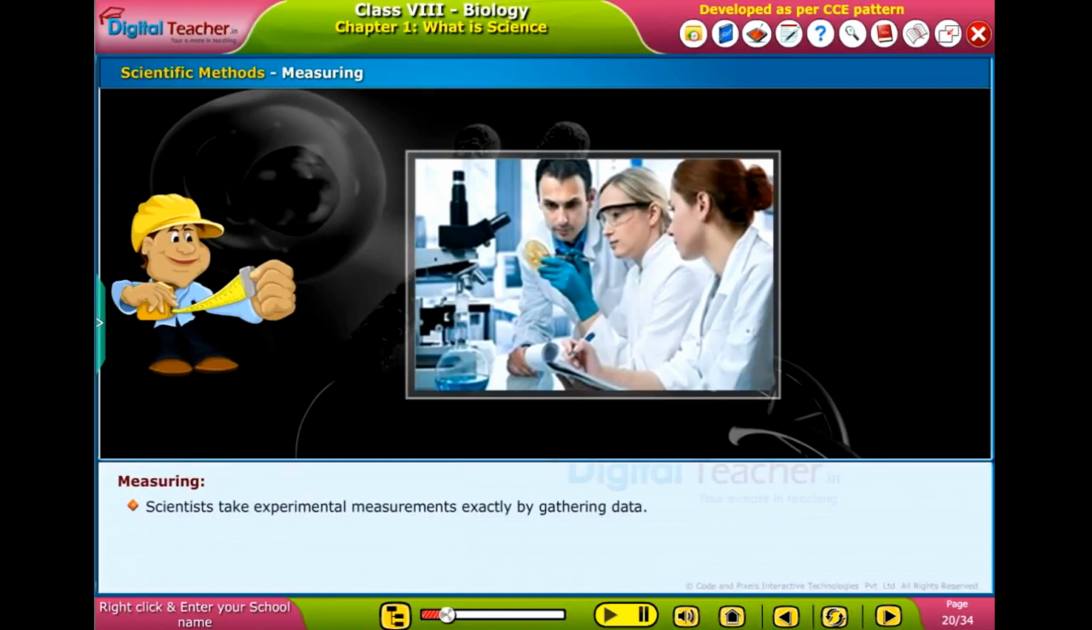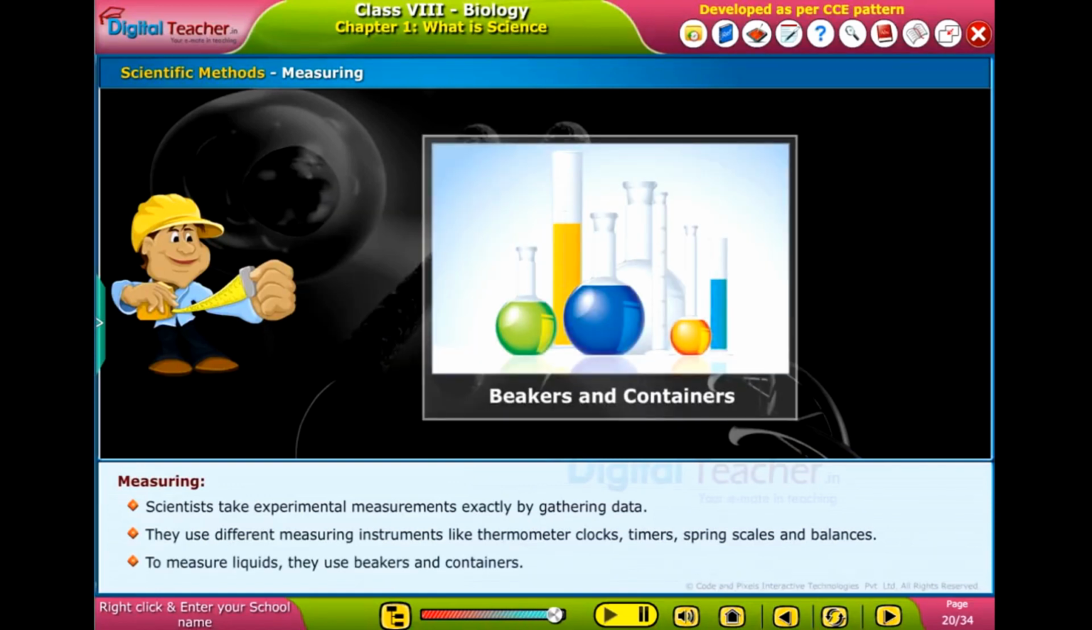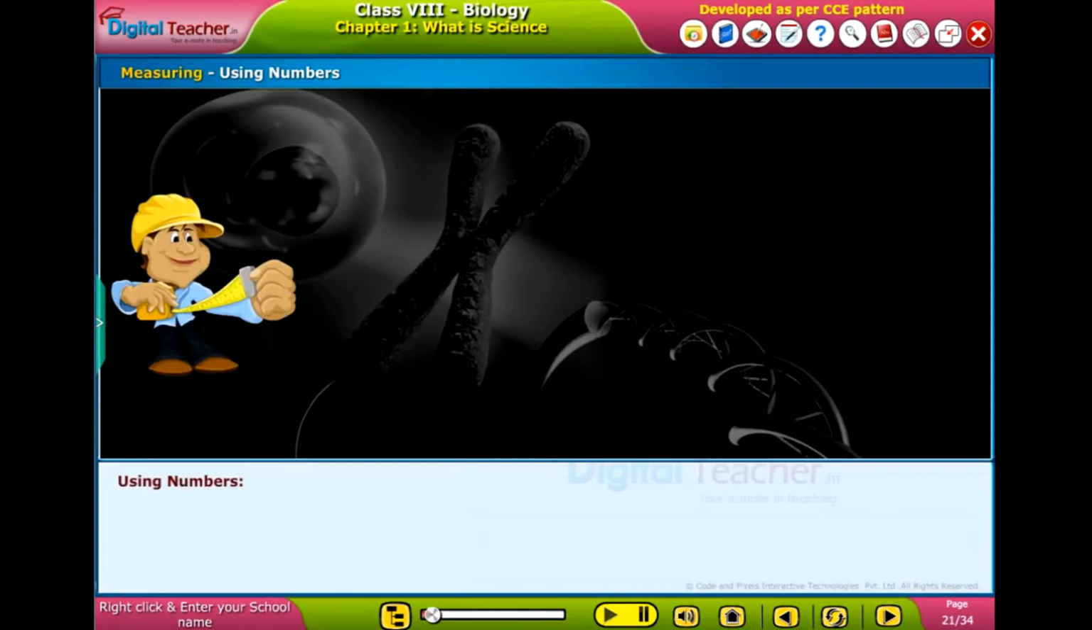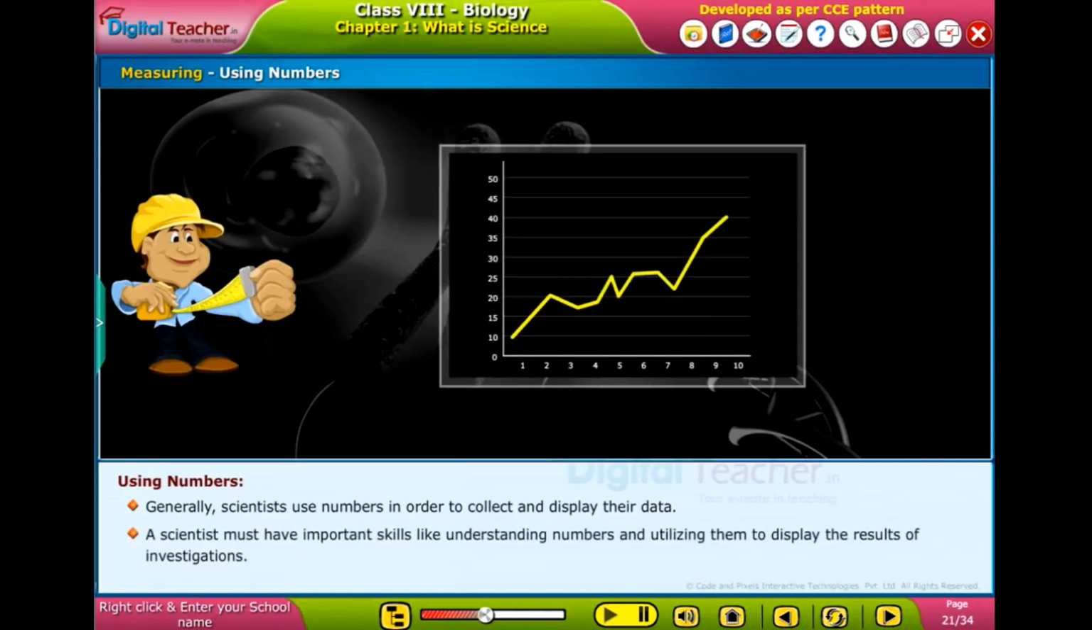Scientists take experimental measurements exactly by gathering data. They use different measuring instruments like thermometers, clocks, timers, spring scales, and balances. To measure liquids, they use beakers and containers. Using numbers. Generally, scientists use numbers in order to collect and display their data. A scientist must have important skills like understanding numbers and utilizing them to display the results of investigations. If you work like a scientist, then you must use numbers in the following ways.